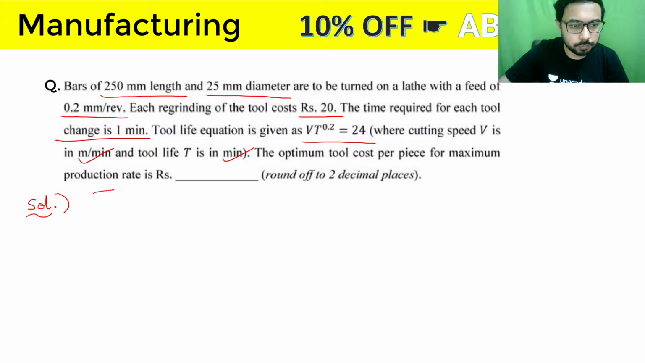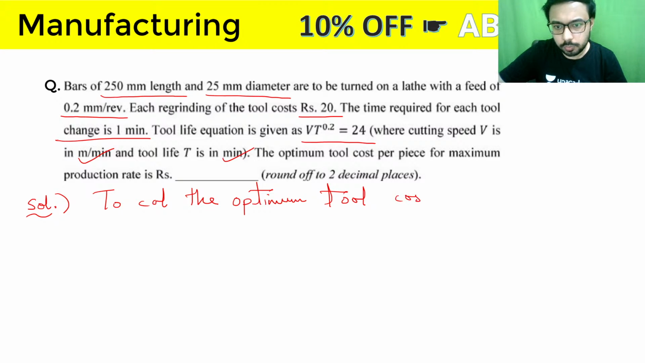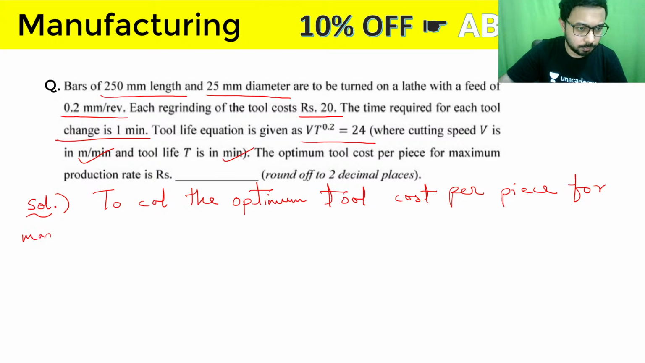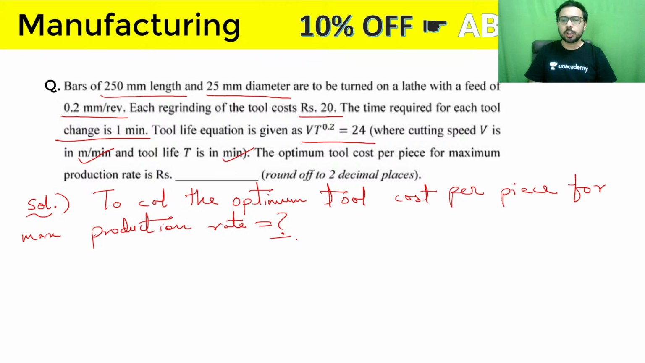So we have to calculate the optimum tool cost per piece for maximum production rate. So optimum tool cost per piece for maximum production rate we have to calculate, and to calculate that we require, first of all we have to calculate the optimum tool time for maximum production rate.